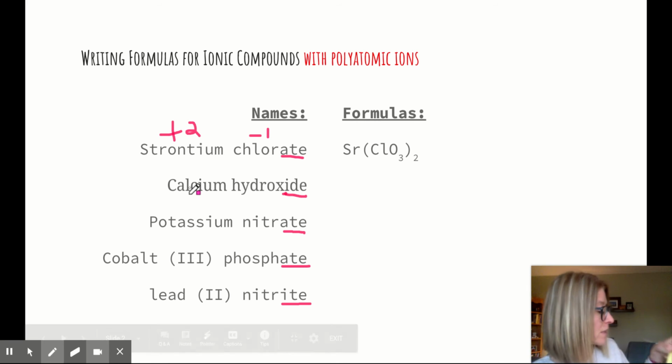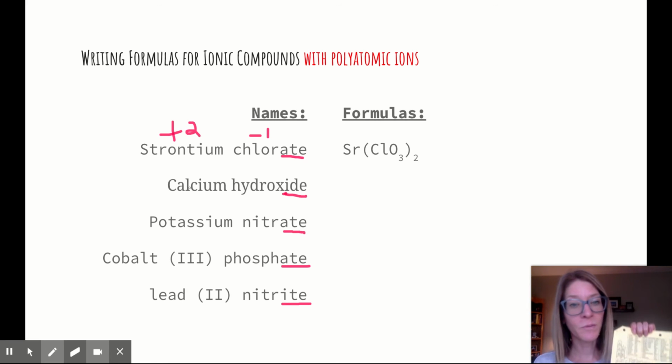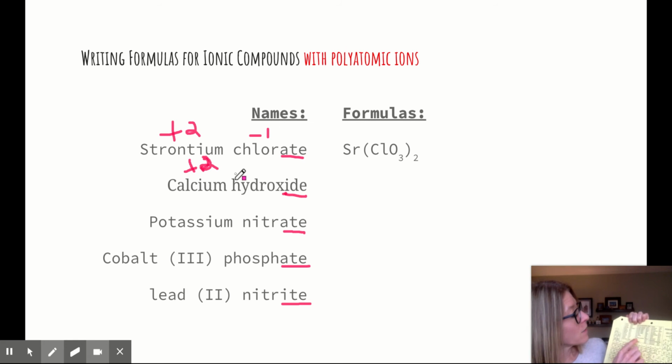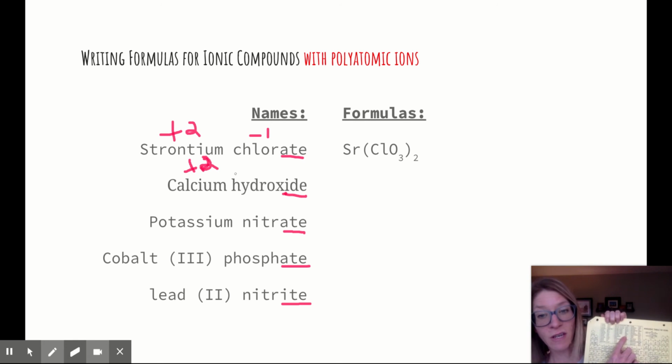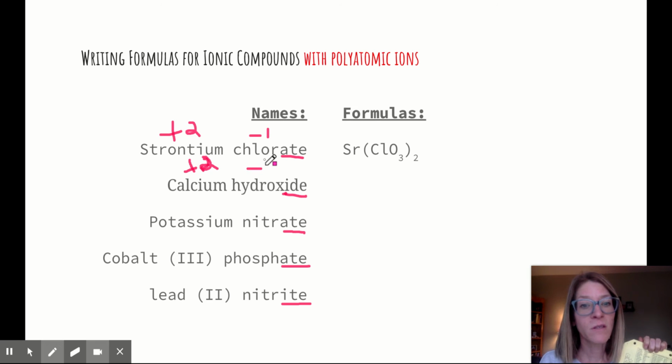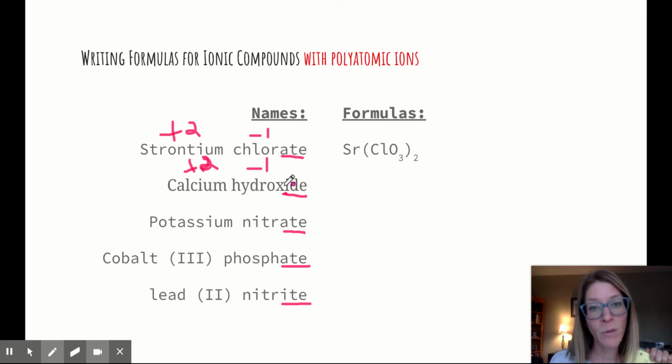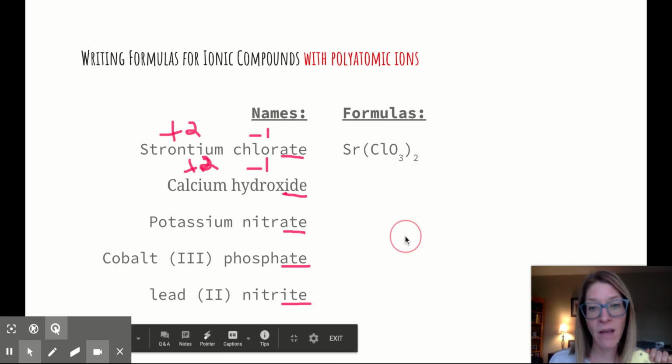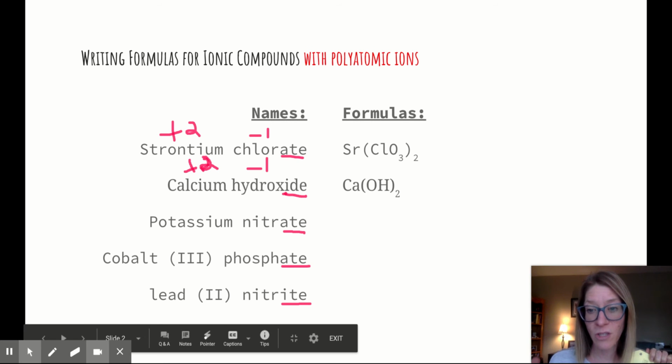All right, next example, calcium is +2. Hydroxide is OH and it has a -1 charge. So this will be very similar to the first example. To make the charges equal, we need a total of 2 hydroxides. So again, since hydroxide is a polyatomic ion, we are going to put the OH in parentheses and put the 2 on the outside of it.